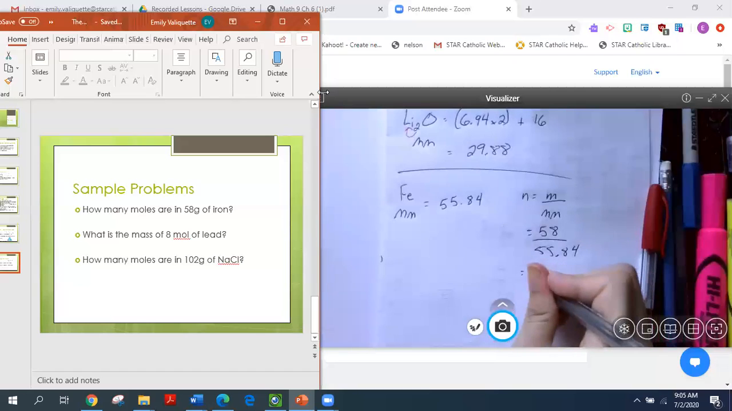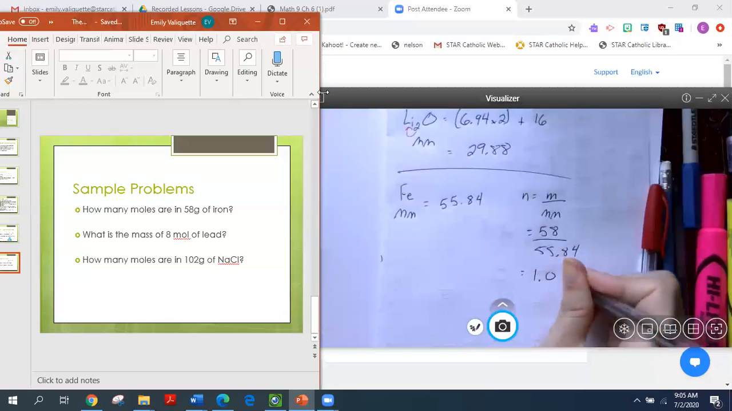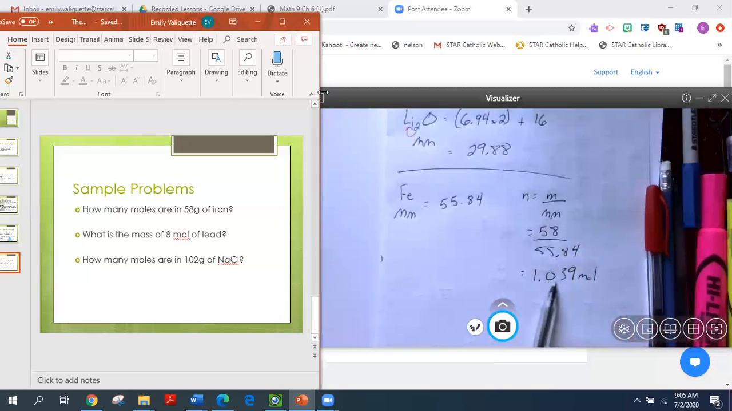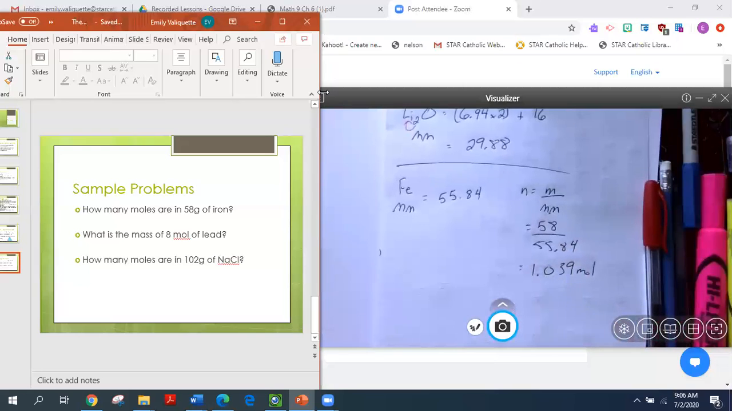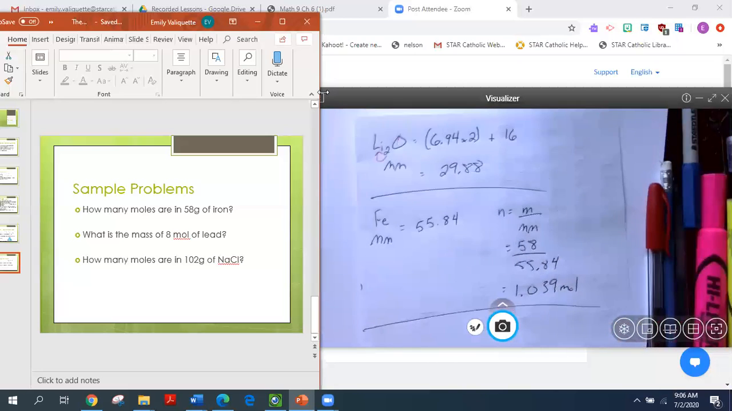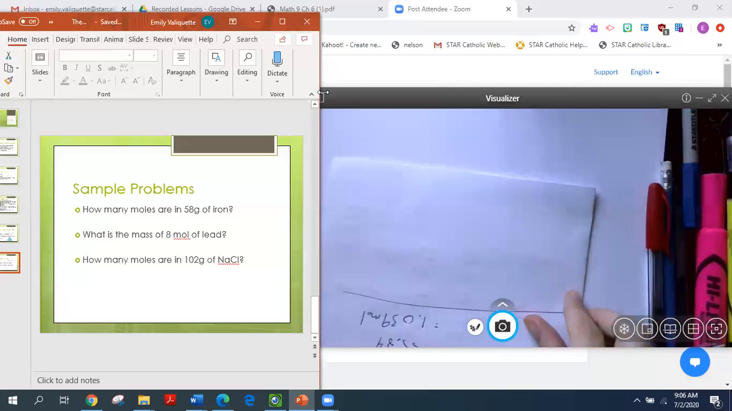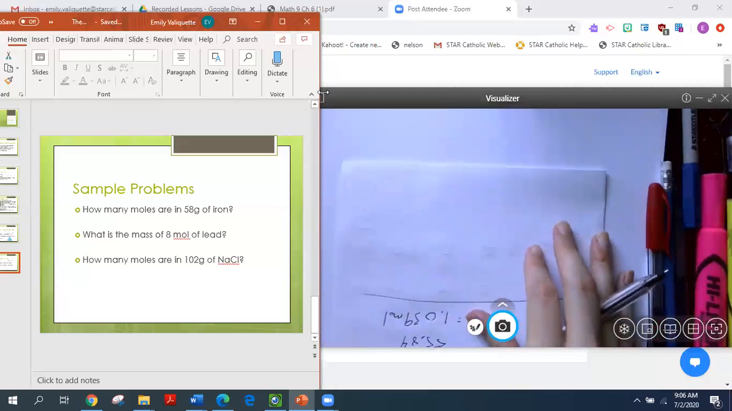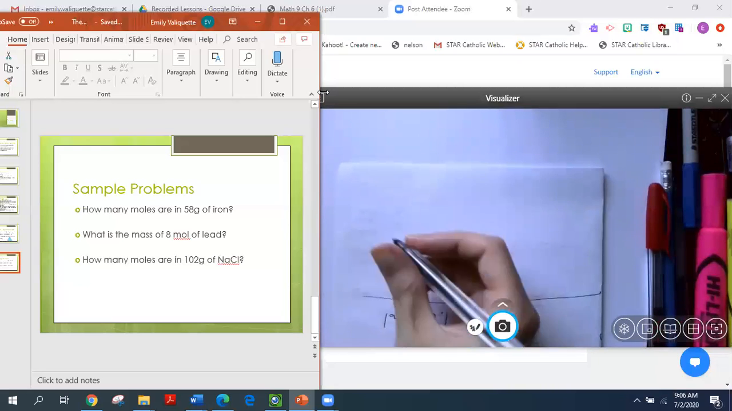And so you should get 1.039-ish moles. Please keep 2 to 3 decimal places when you're doing this. Okay, for the next example, it says, what is the mass of 8 moles of lead?